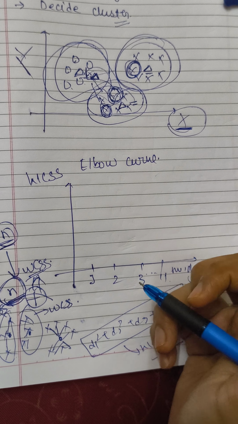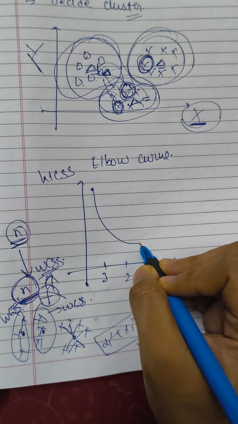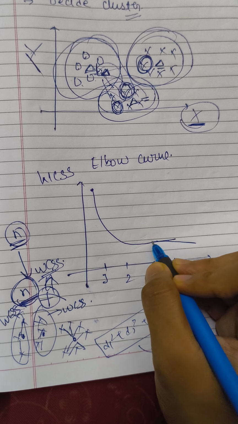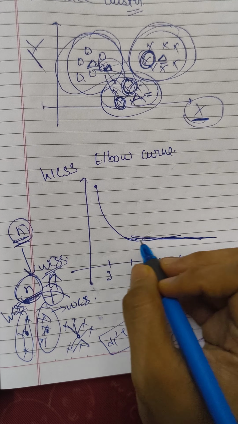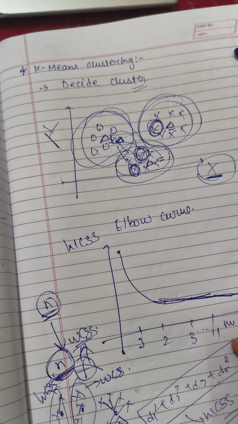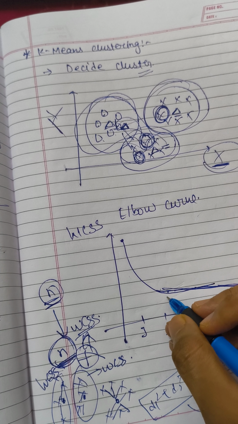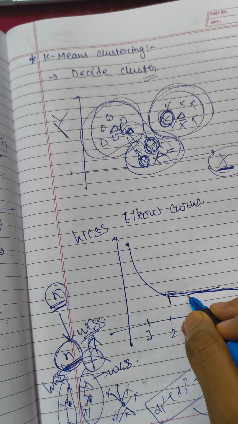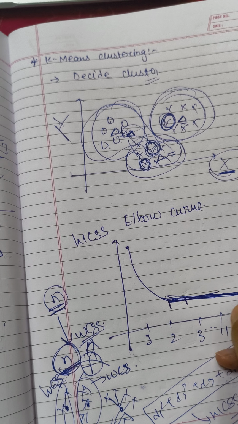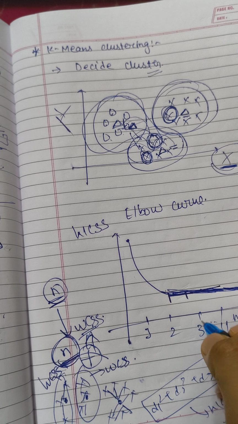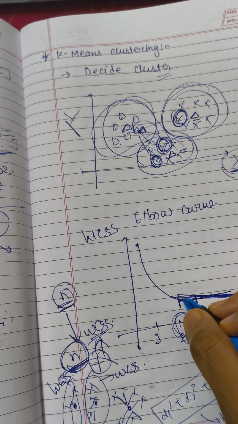If you plot the graph, you will see that the graph goes something like this. As you reach towards the n value, the graph tends to 0. Now what is the elbow point? It is where you see that the change in the WCSS value is not significant, that it starts becoming constant. That point is considered to be the elbow point, and here 2 is our elbow point, which you can see.